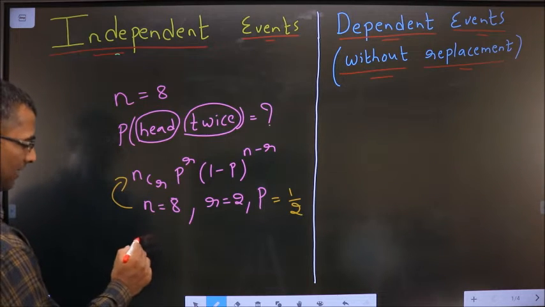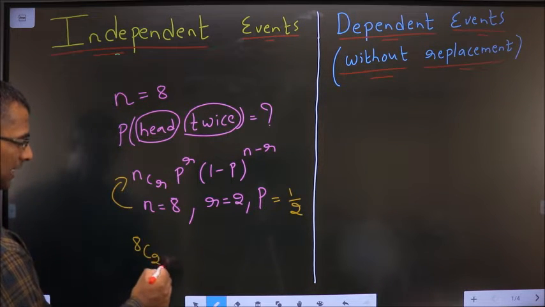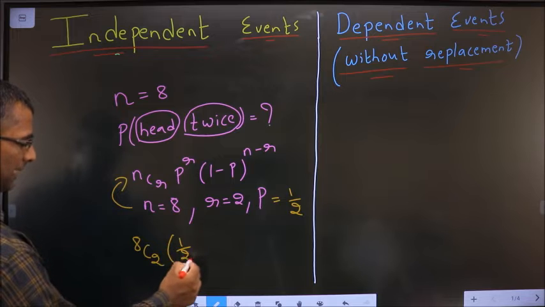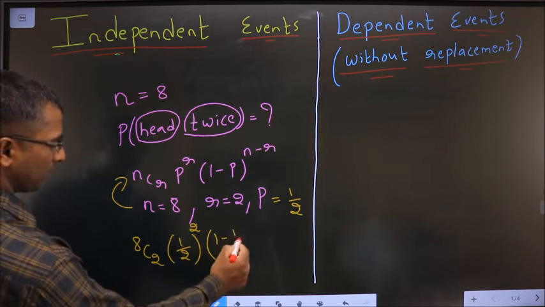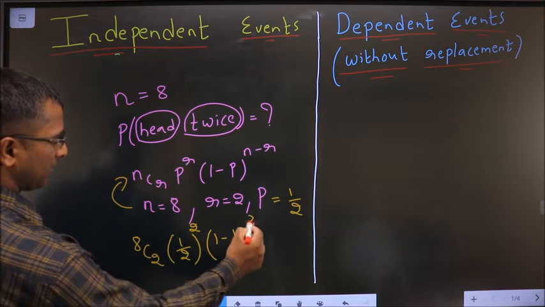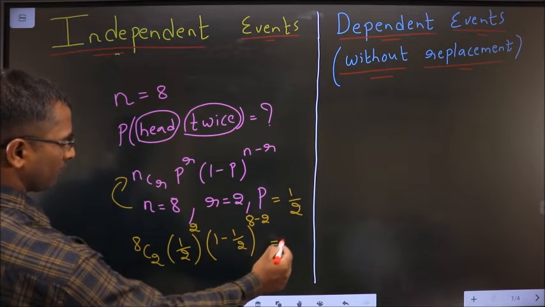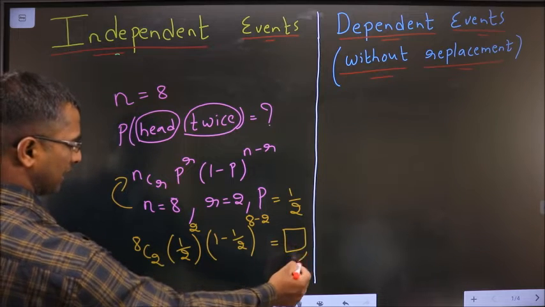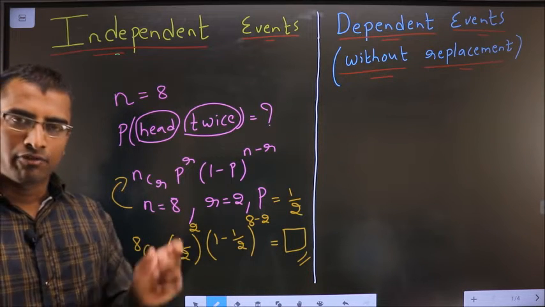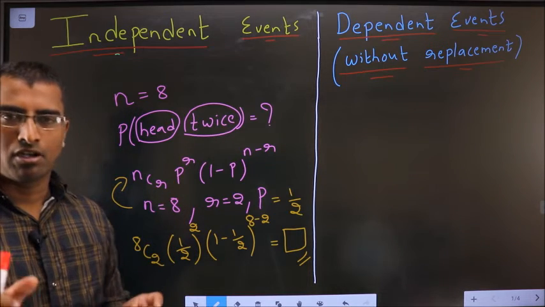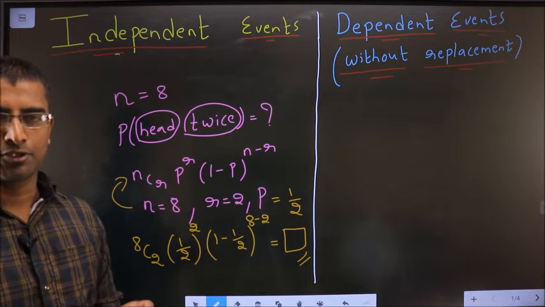That will result in 8C2 (1 by 2)^2 (1 minus 1 by 2)^(8 minus 2). Whatever answer you get here, that will be the probability. Clear? For independent events, always use binomial distribution.